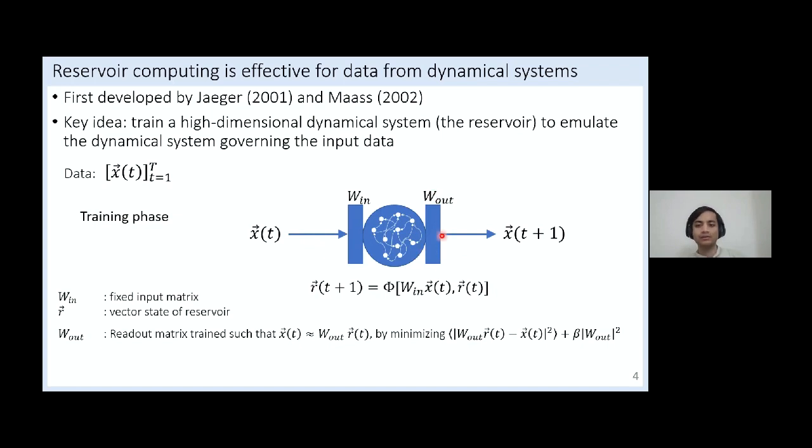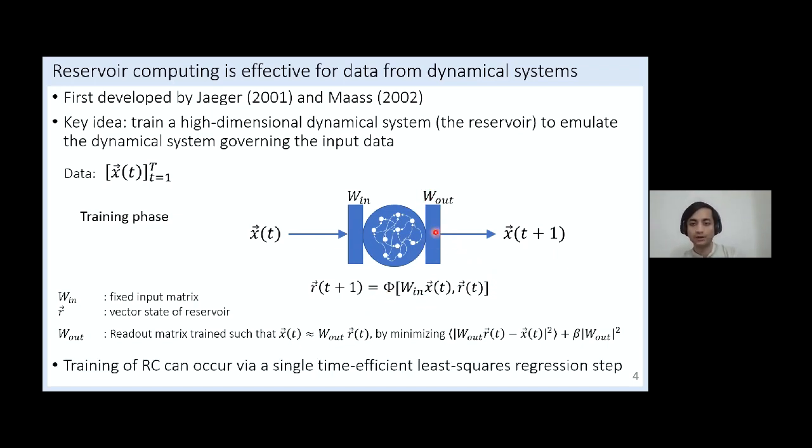So in the training phase, what you're essentially doing is you just drive the reservoir with your input data, and you train a single readout layer to map to the next time step. And of course, the advantage of using reservoirs is because you're only training a single readout layer, as opposed to other forms of, say, deep learning, where you might have to do backpropagation or backpropagation through time over multiple layers and so on. Because it's just a single layer, the training can just be done by a single time-efficient least squares regression step, right? And so that makes the training part fairly straightforward for a reservoir.